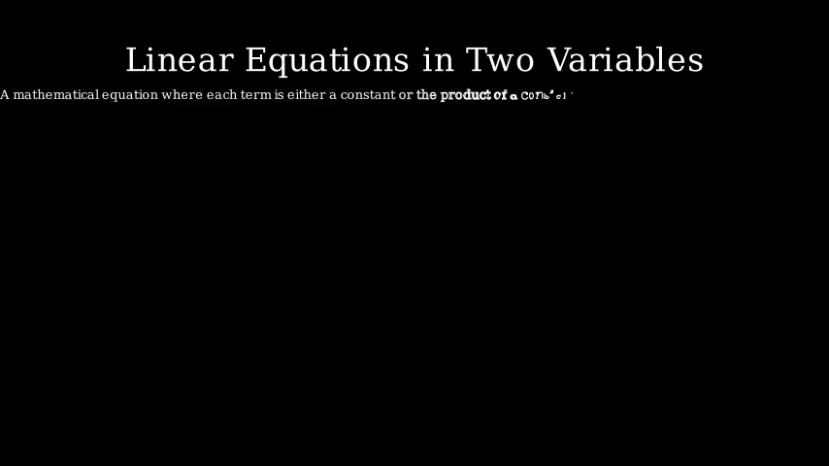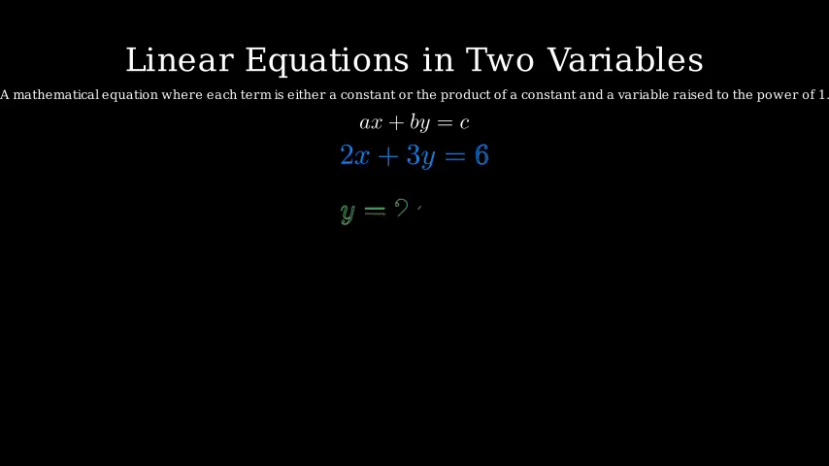A linear equation in two variables takes the form ax plus by equals c, where a, b, and c are constants and a and b are not both zero. Here are some examples of linear equations in two variables.